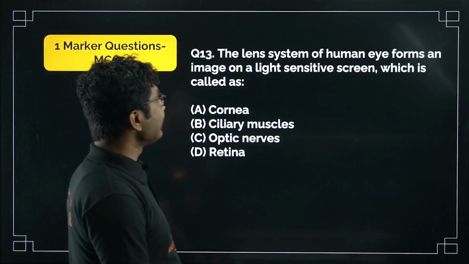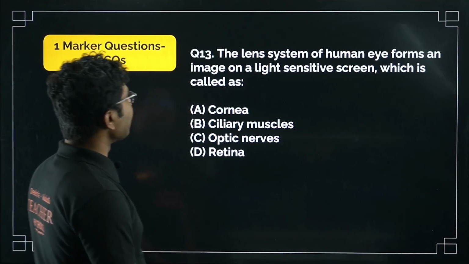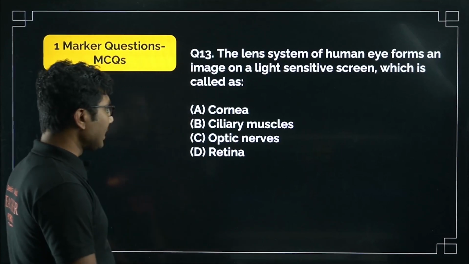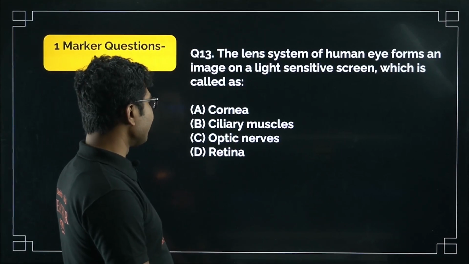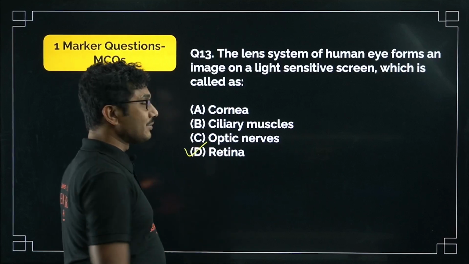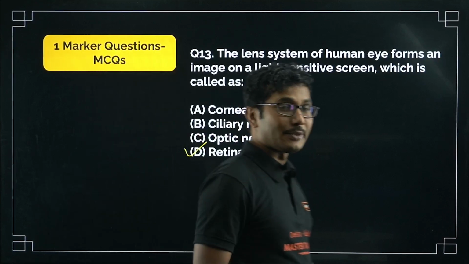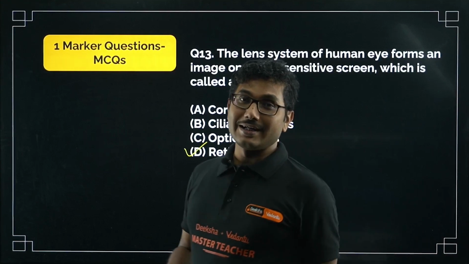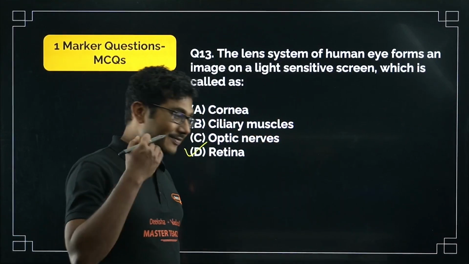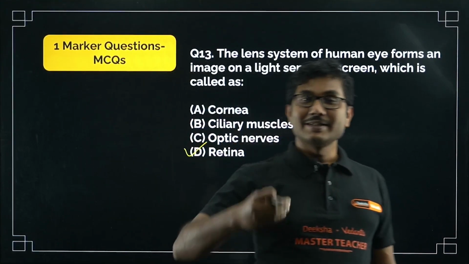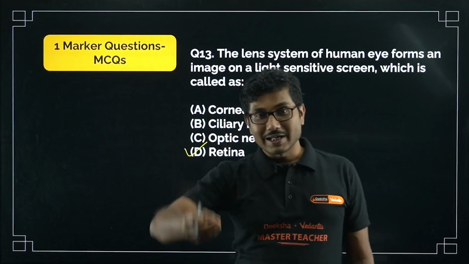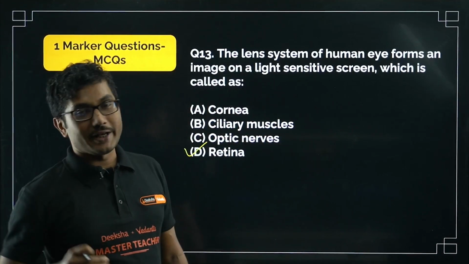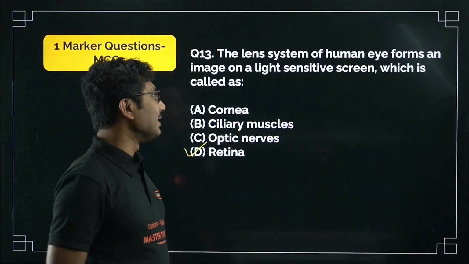The lens system of the human eye forms an image on a light-sensitive screen which is called: cornea, ciliary muscles, optic nerves, retina. The sensitive screen where the image is formed, because of which you are able to see me and I am able to give this lecture to you, is because I have a retina, you have a retina. The image of me is formed inside your retina, and your optic nerve carries the information to your brain, and that is why you can see me, right?